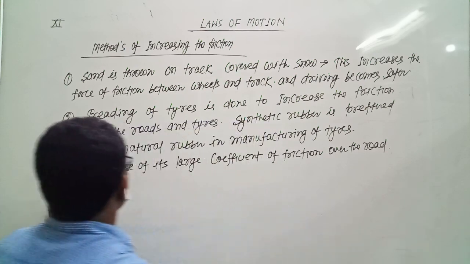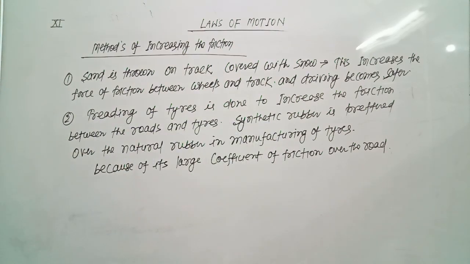So these are the two ways to increase the friction. First is sand is thrown on track covered with snow, and second is treading of tires, in which the synthetic rubber is preferred over the natural rubber in manufacturing because synthetic rubber has large coefficient of friction over the road. So the friction topic we have completed. In the next video we discuss the next topic.